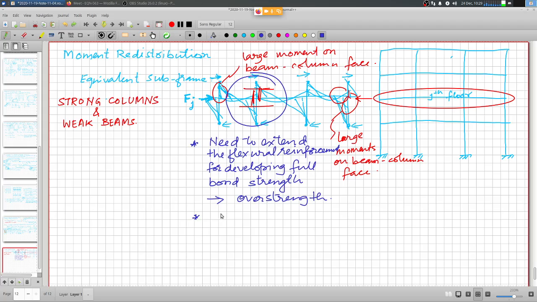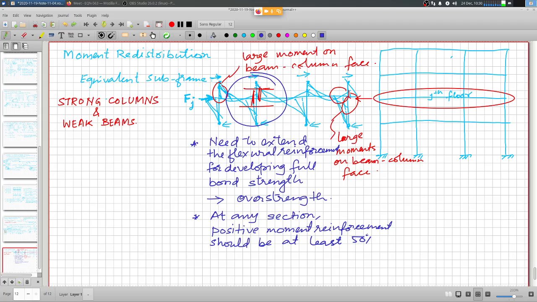Another criterion is positive moment reinforcement at any section should be at least 50% of negative moment reinforcement.